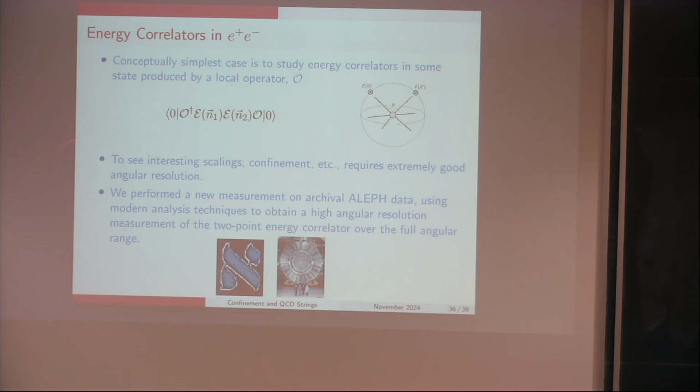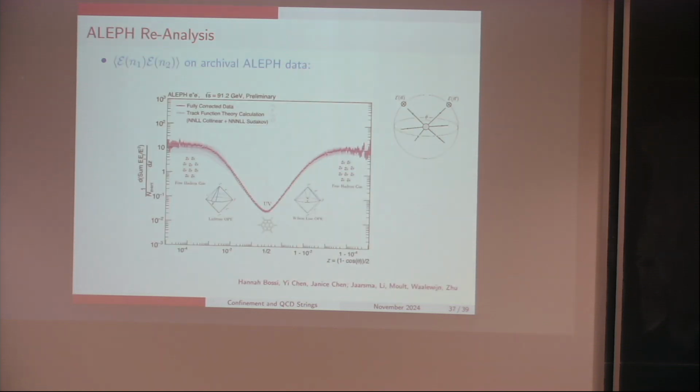To see all these interesting scalings and confinement transitions that I emphasized in the talk, this really requires extremely good angular resolution, which was not there in the original measurements. Now they have very fancy unfolding techniques and all this stuff. So what we did is go back to this old data and measure this full two-point correlation function. And so this is the measurement of this two-point correlation function.